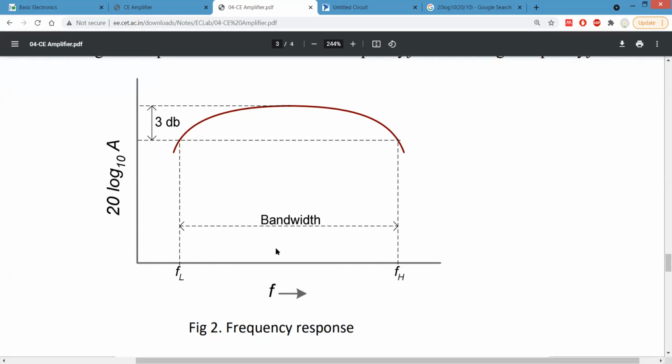Is it clear to you how to find the bandwidth of an amplifier? How to find FL and FH, the lower frequency and higher frequency, to measure the bandwidth? Is it clear to you, or any doubt? If you have any, you can ask. Okay. I hope it is clear to all of you. Okay. So basically why, yes, someone is asking that.